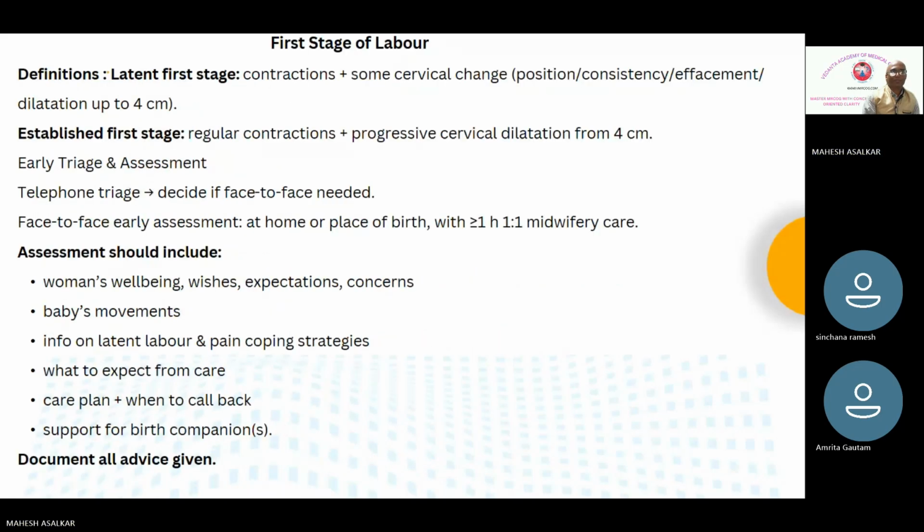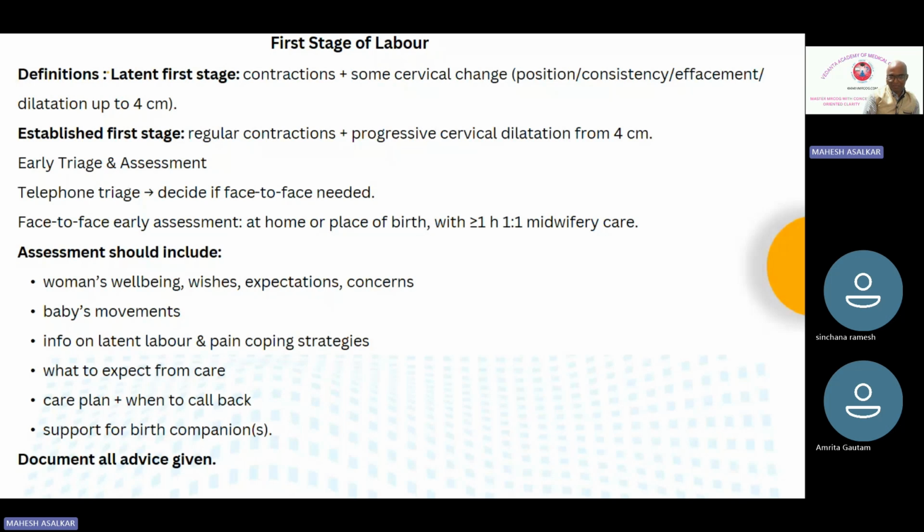Then coming to the first stage of labor. Up till now, what we have discussed is the birth setting. What are the different birth settings? What are the outcomes in the different birth settings? What are the outcomes for low risk nulliparous? What are the outcomes for low risk multiparous?